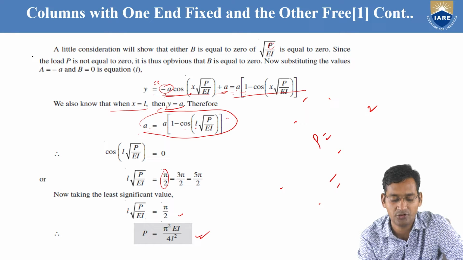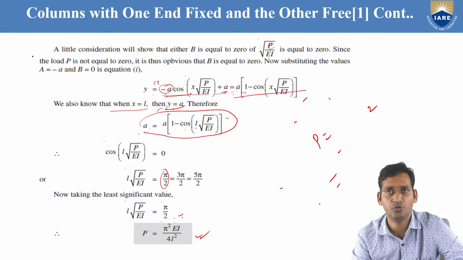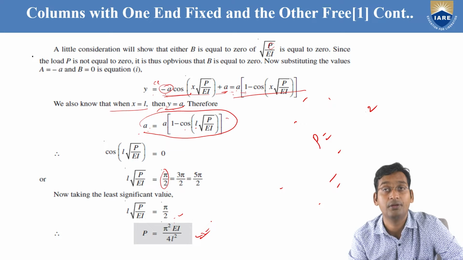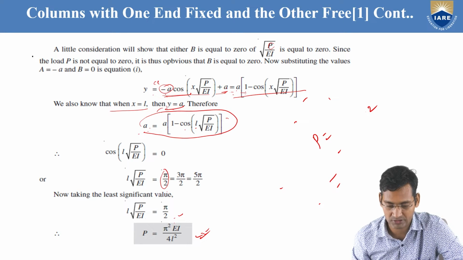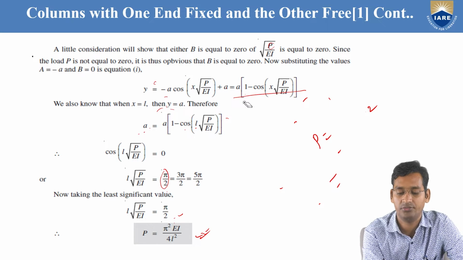Square both sides. So after squaring, what will be there? L square into P by EI equals pi square by 4. Now just divide by L square. So P equals pi square EI by 4 L square. So this is the load acting on that column. So this is the second case. Now we will see the third case.